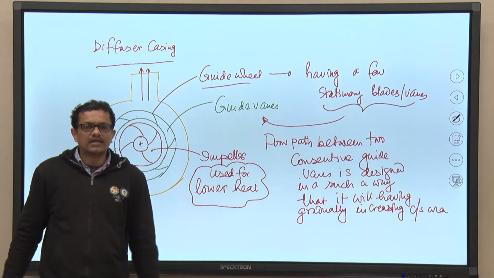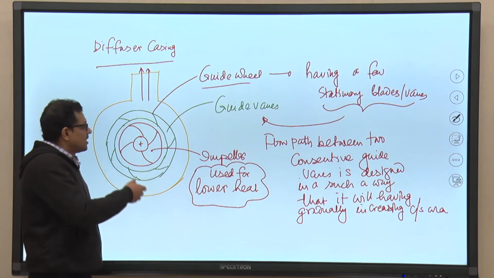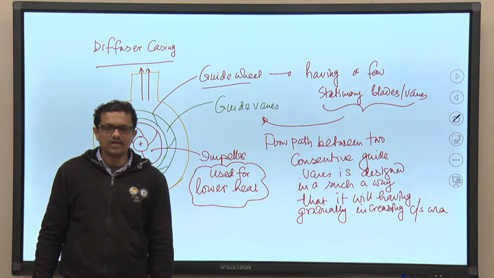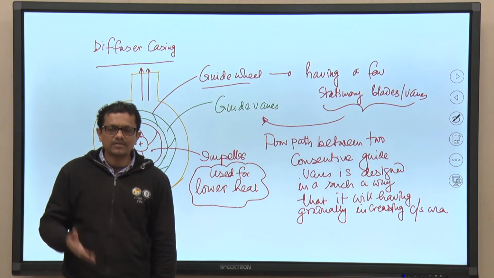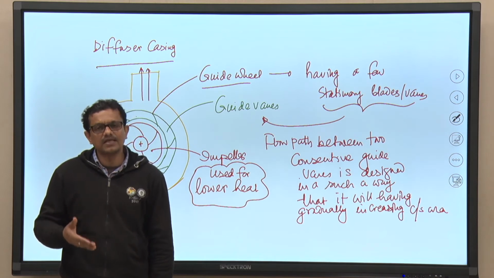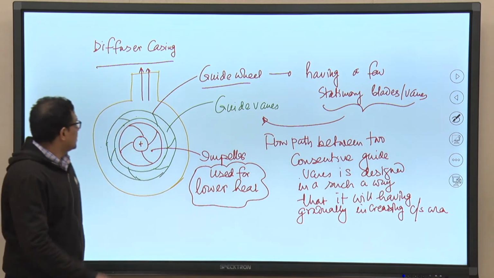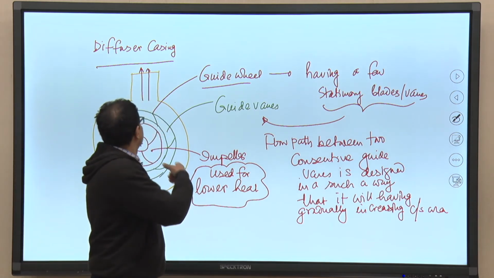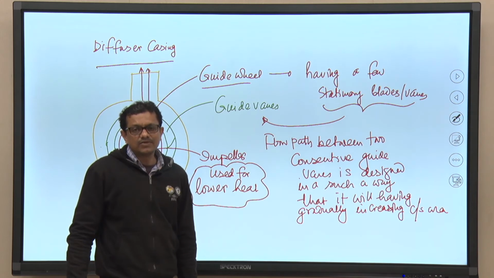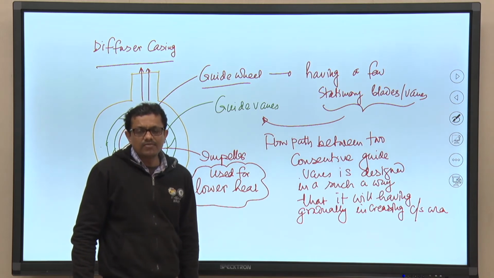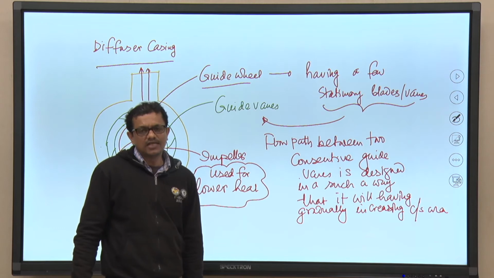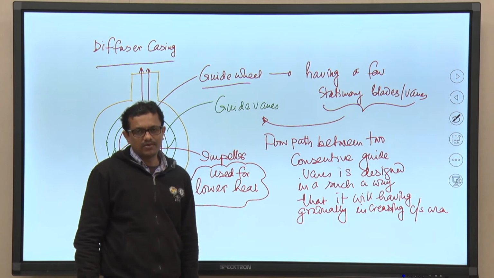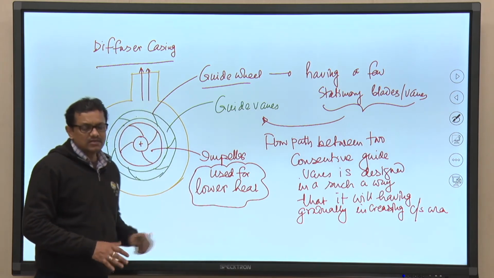Now, one important thing that I should tell you is that the name of the pump is normally decided on the basis of the type of casing it uses, right. So, if the pump uses diffuser casing, then it is a diffuser pump, or turbine pump by its common name. If it uses volute casing, then it is a volute pump. If it uses vortex casing, then it is known as a vortex pump. Okay. So, that is what we have discussed today.